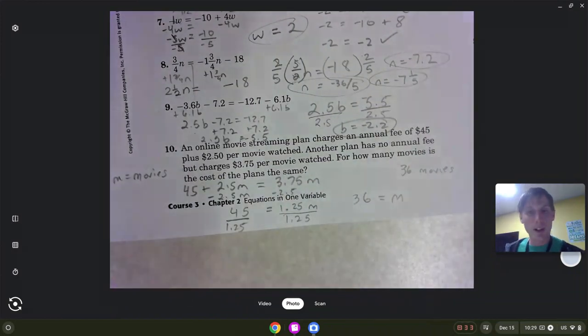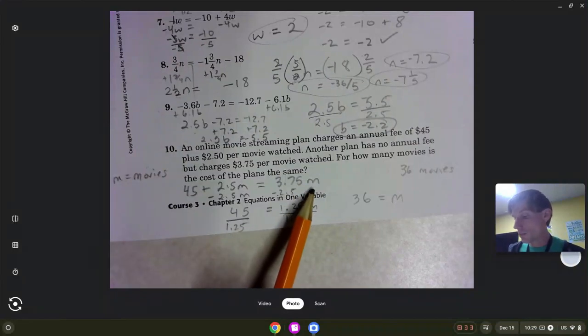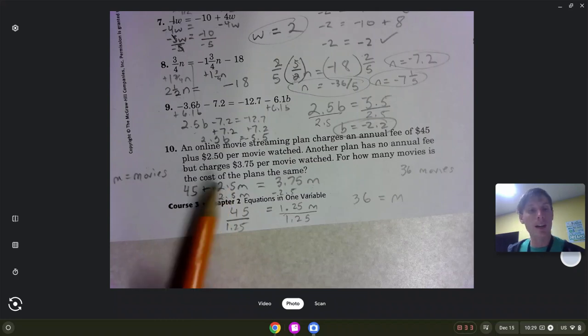So in other words, if we want to think about that for just a second, on this plan, if you're going to rent less than 36 movies, it's better to have this plan. Okay. If you're going to do more than 36 movies, the cost per movie is cheaper. So if you're going to do 40 movies, 50 movies, this plan would end up being cheaper. Okay. It doesn't ask that, but something to think about. All right. Great.